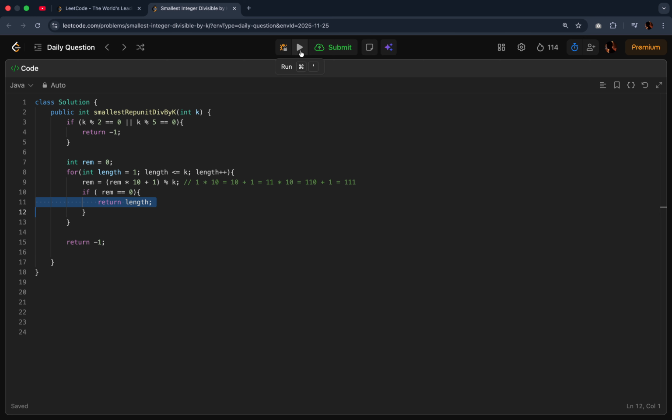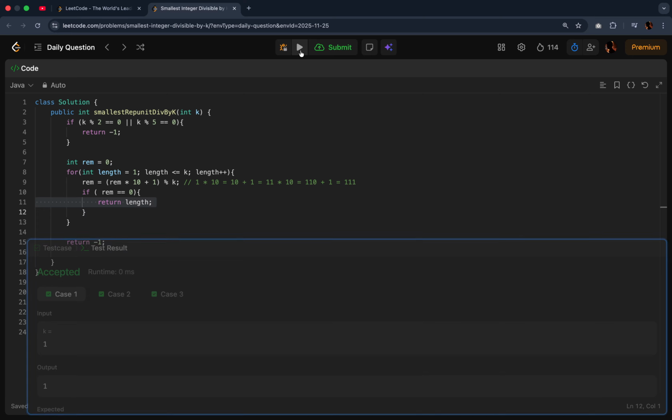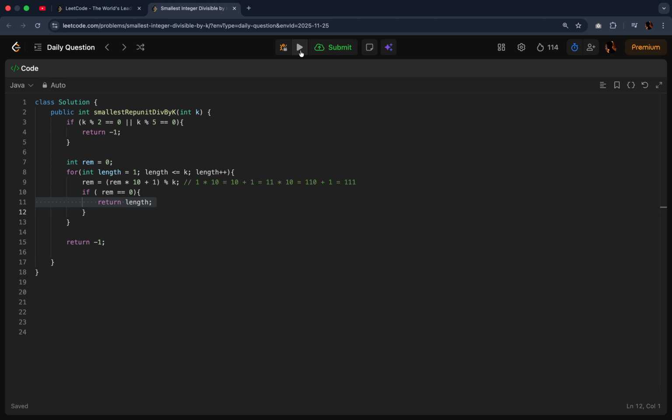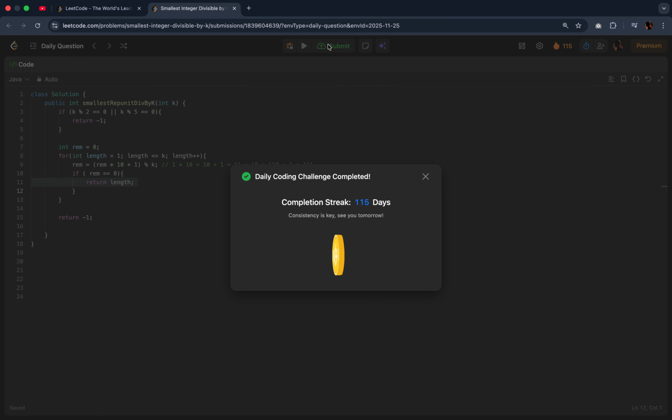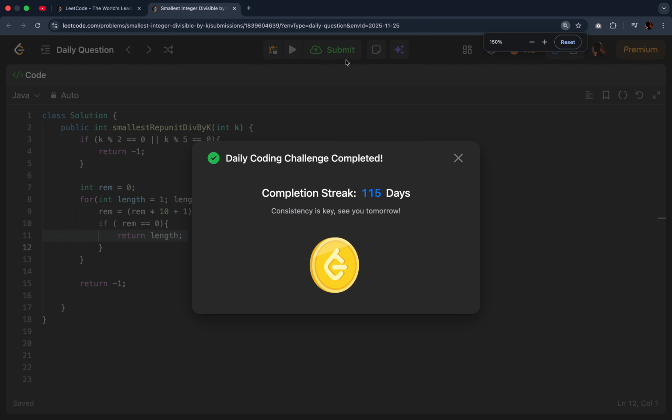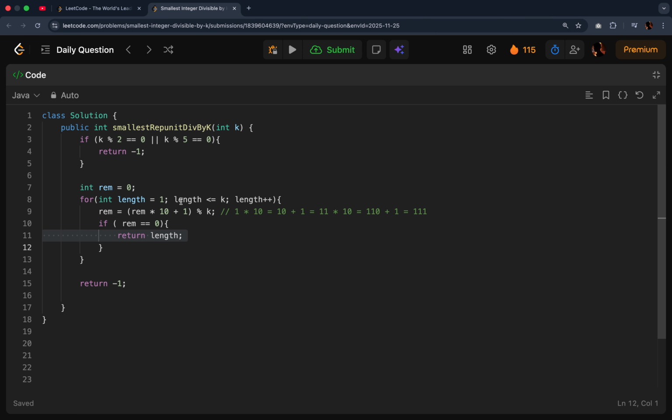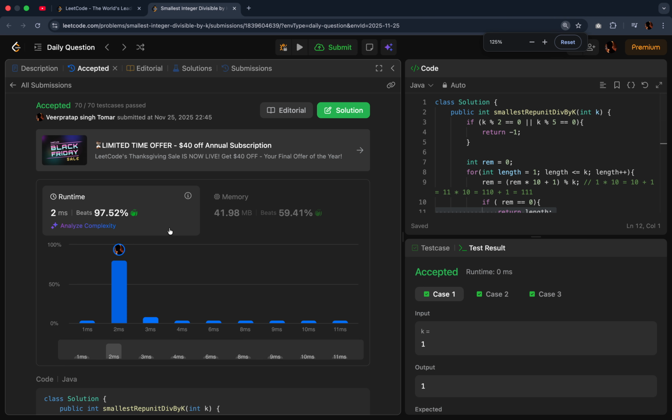So now let's run this. Yeah, we are able to run this. Now let me submit it, guys. Okay, so we have submitted it. We have got a good time complexity. Let me show you the time complexity. Just give me a second. So here's the time complexity: 2 milliseconds, beats 97.52%, and we have passed all the test cases.